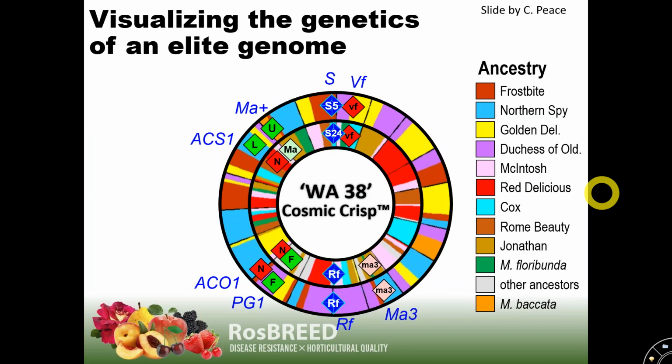But in this case, what you can see here is based on SNP data, and it's the whole genome SNP data of an individual Cosmic Crisp. So that's an apple individual, and what you can see here are 2 rings.